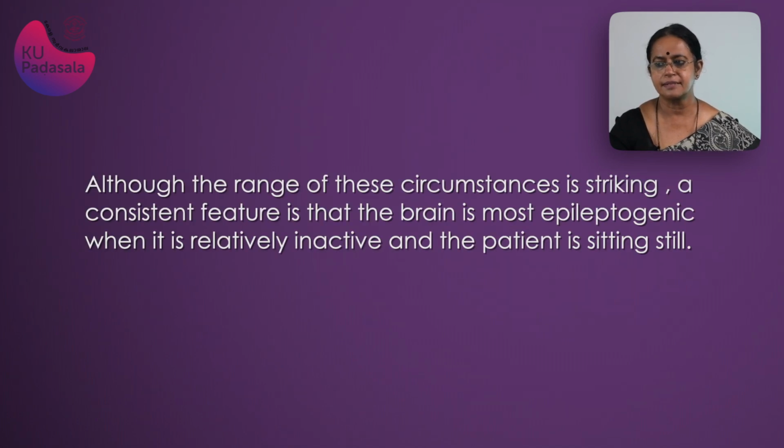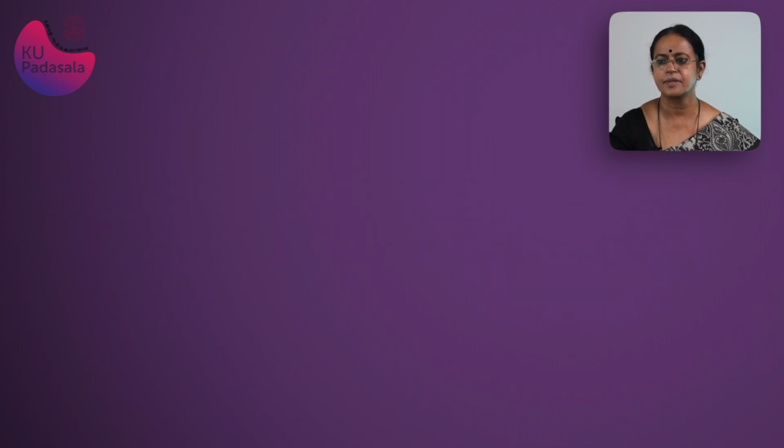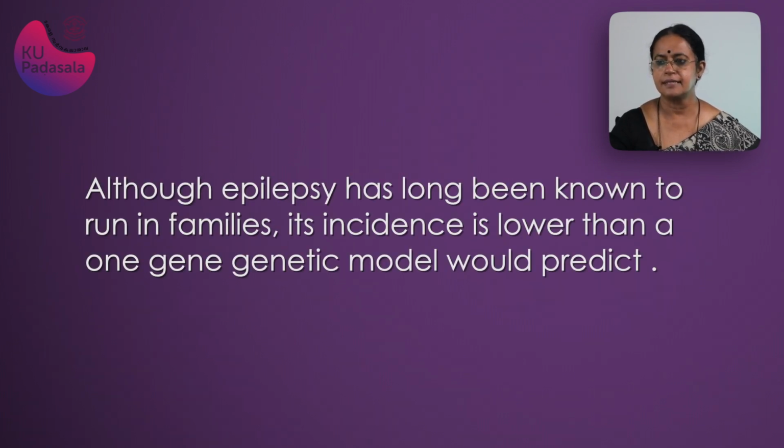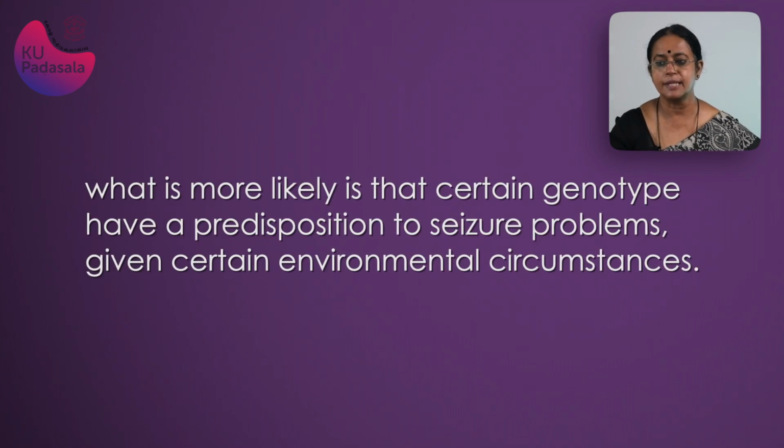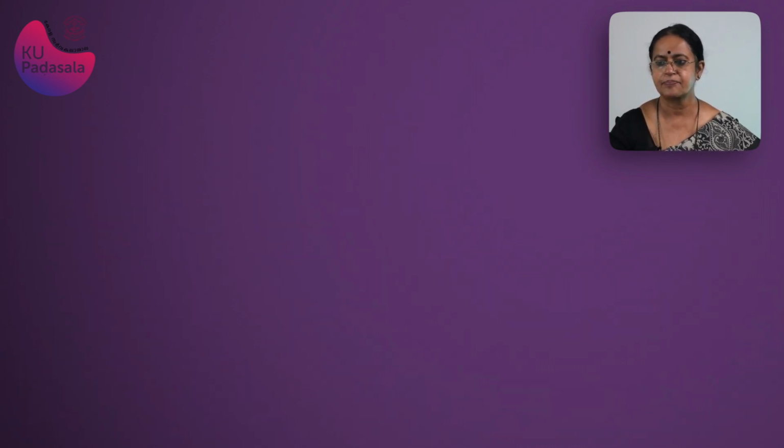Although the range of these circumstances is striking, a consistent feature is that the brain is most epileptogenic when it is relatively inactive and the patient is sitting still. Although epilepsy has long been known to run in families, its incidence is lower than a one-gene genetic model would predict. What is more likely is that certain genotypes have a predisposition to seizure problems given certain environmental circumstances.